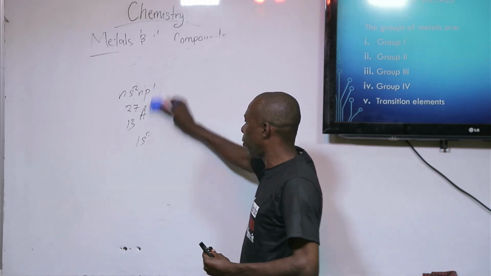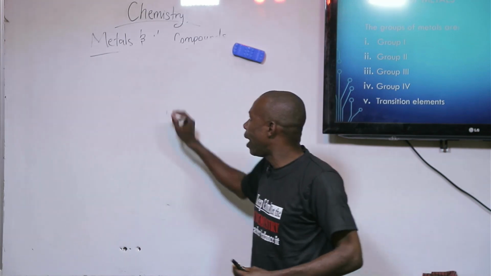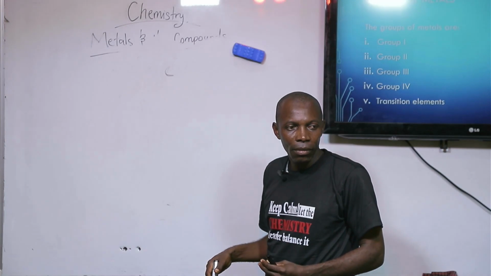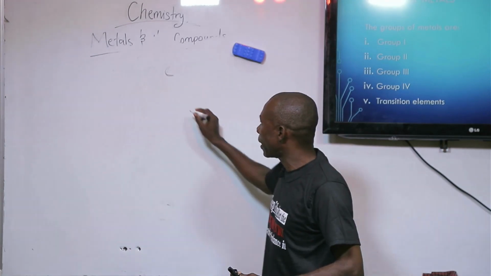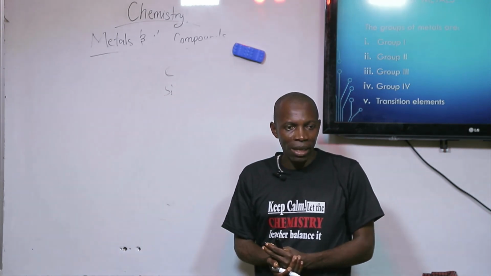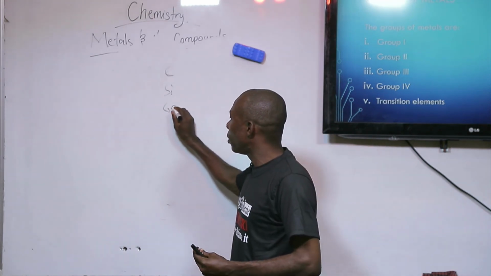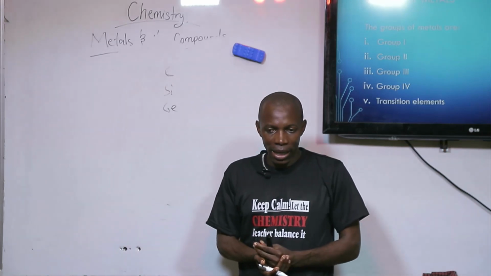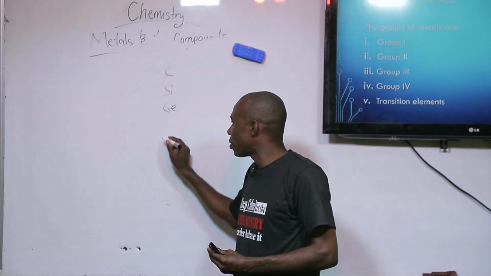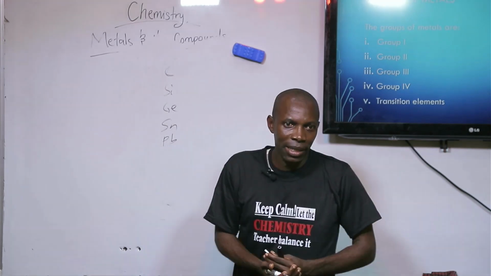We also have the group 4. In the periodic table, topmost, you have carbon, which is a non-metal. You have silicon, which is between a metal and a non-metal, called metalloid. You have germanium, which is also a metalloid. But after that, you have tin, which is a metal, and lead, which is a metal.